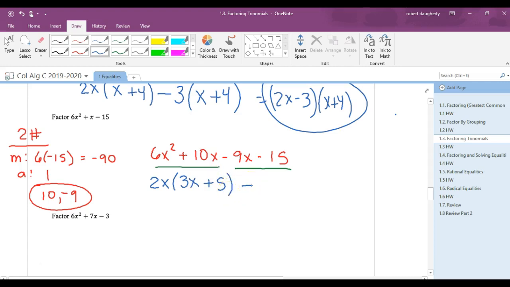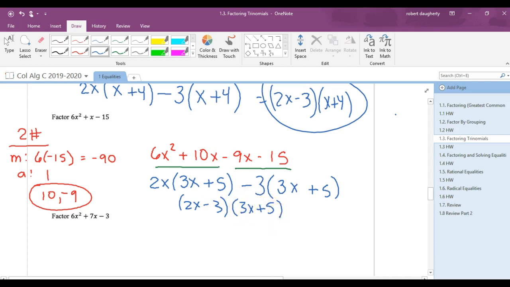9 and 15, what do they have in common? 3. So I'm going to write a 3. But technically it's a negative 3. So what do you multiply negative 3 by so that you get negative 9x? It's positive 3x. What do you multiply negative 3 by to get negative 15? That's positive 5. And if you've done this right, what you see in the parentheses matches. So what's this final answer? Yeah, 2x minus 3, 3x plus 5.